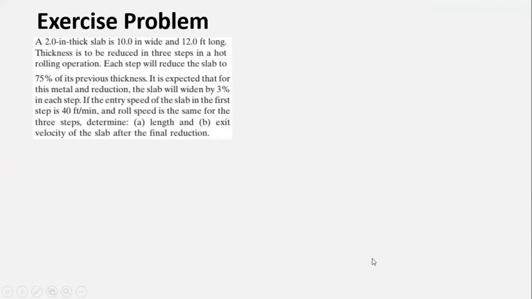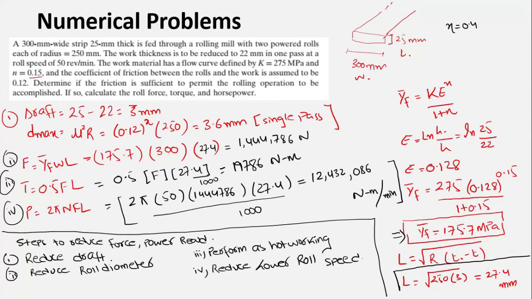So these are some common tips to reduce the power and the force required to perform a rolling operation. Now let's move on to the second numerical.